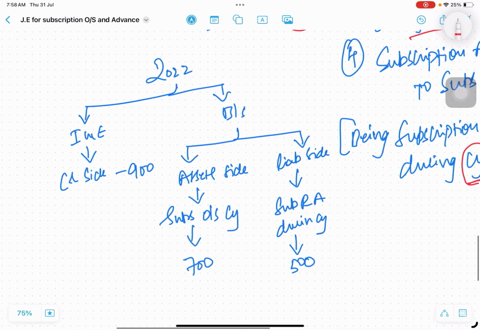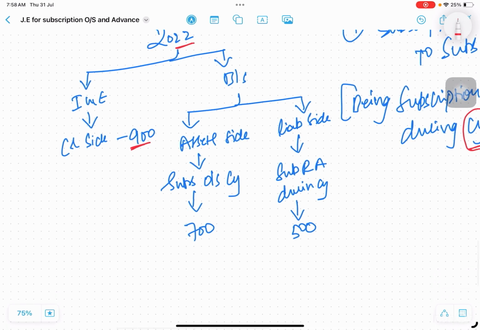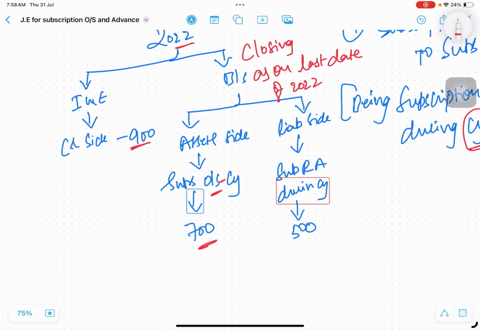So the summary is very simple. During the year, for the year 2022, income and expenditure account you prepare, no? Credit side you have to write 900. Balance sheet you prepare as on last date of 2022, in the closing balance sheet. There asset side you have to show 700 rupees as subscription outstanding for current year. Liability side you have to show subscription received during the current year 500 rupees.